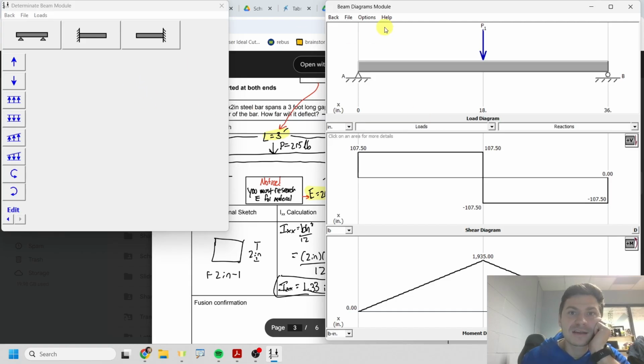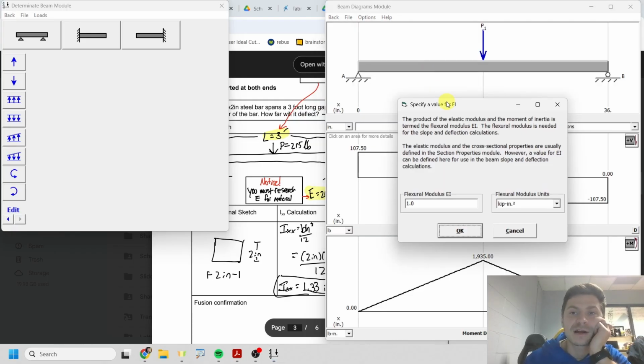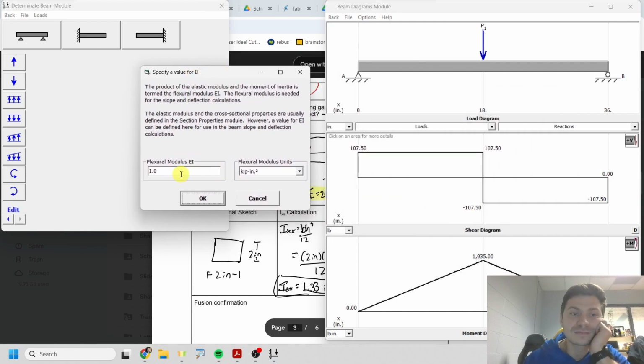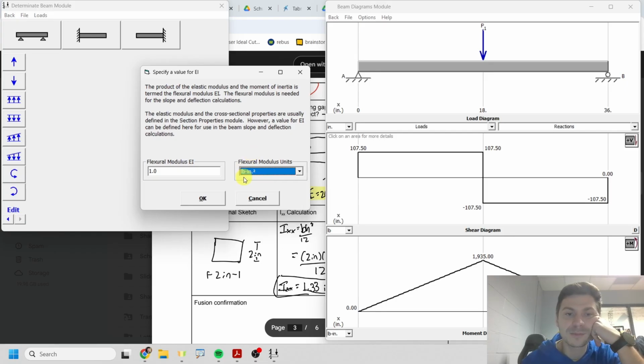And the way we're going to do that is we are going to go to options and we're going to specify the flexural stiffness. So remember, flexural stiffness is this combination of the E and the I. It's literally just E times I, and it combines those two aspects of the beam. It's material E and it's geometry I. So I'm going to click on this and I get a pop-up here. And I have to be really smart and pay attention to my units here. The default units are kip, inches squared. A kip is a kilopound or 1,000 pounds. It might be easier to do pound inch squared. So I'm going to change to pound inch squared.